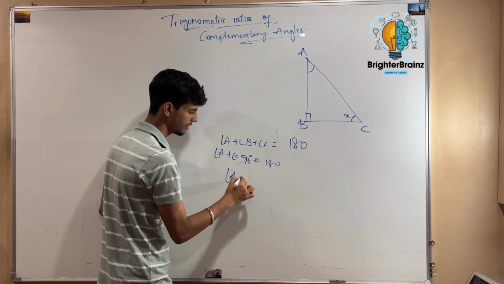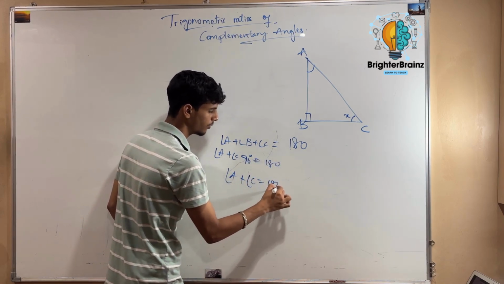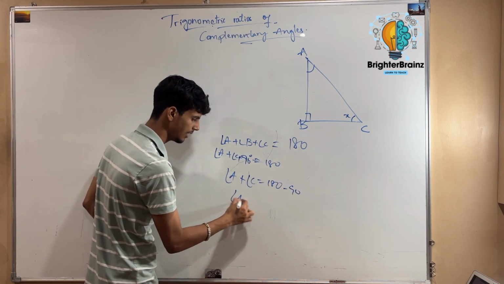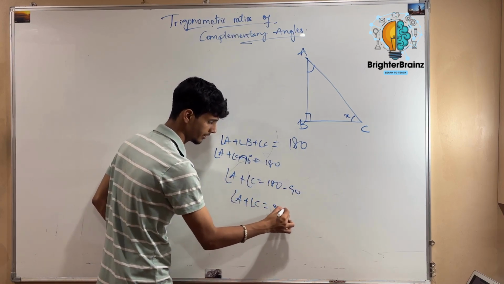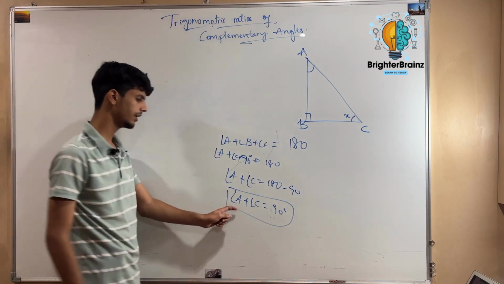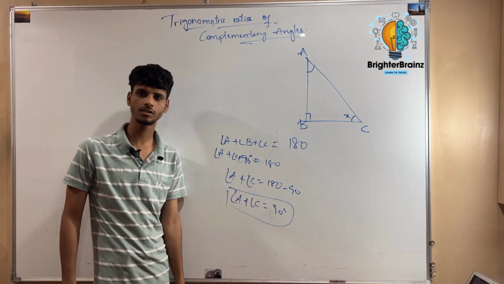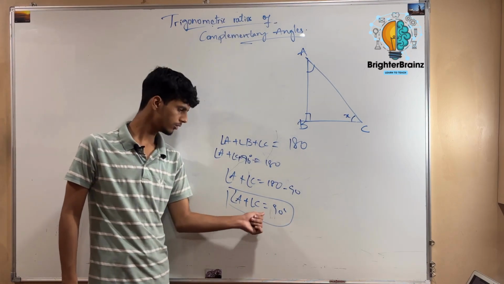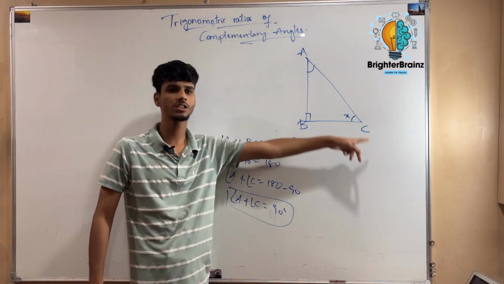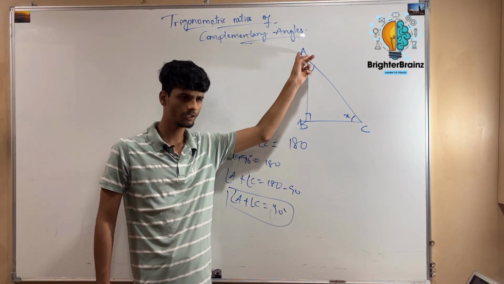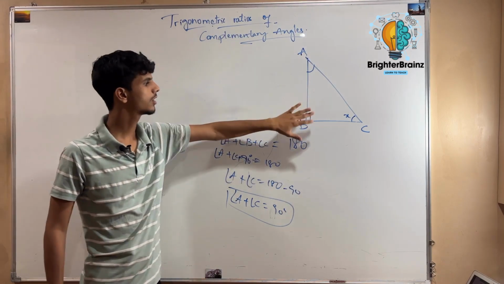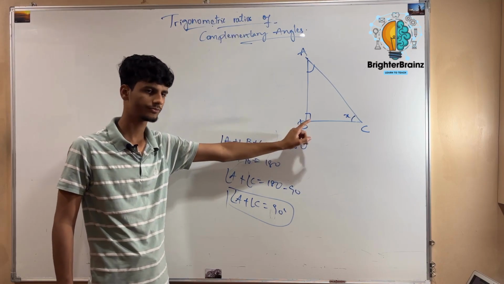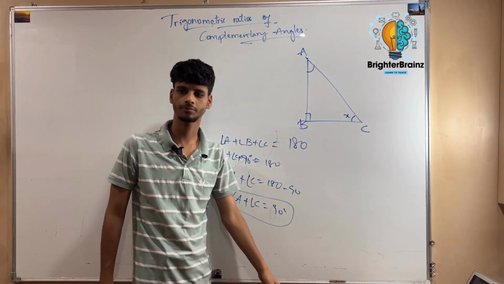That is, angle A plus angle C is equal to 180 minus 90. So angle A plus angle C is equal to 90 degrees. Can we say that angle A and angle C are complementary angles? Yes, because the sum of the two angles is equal to 90. Because one angle must be 90 degrees in a right angle triangle, the other two angles will be complementary.